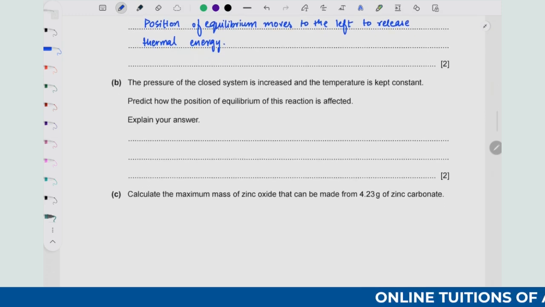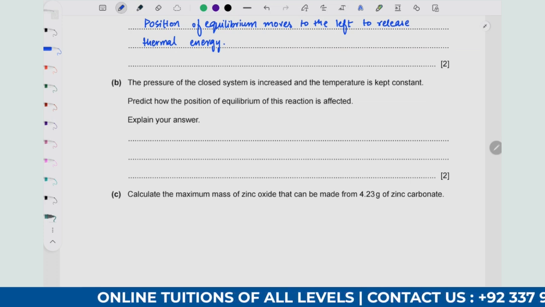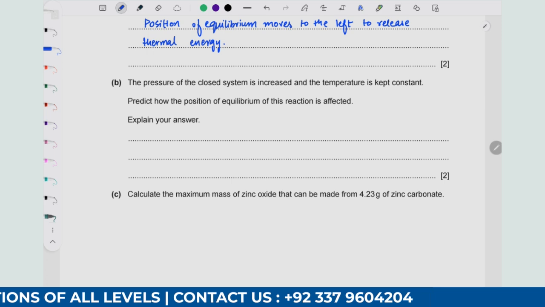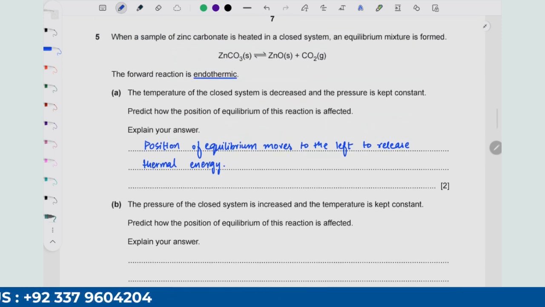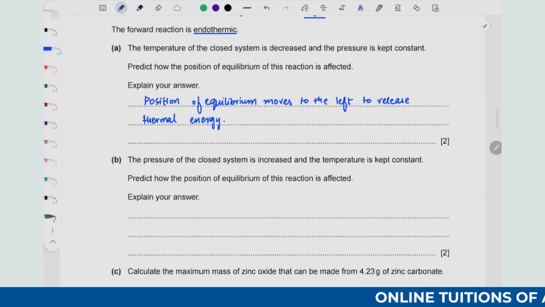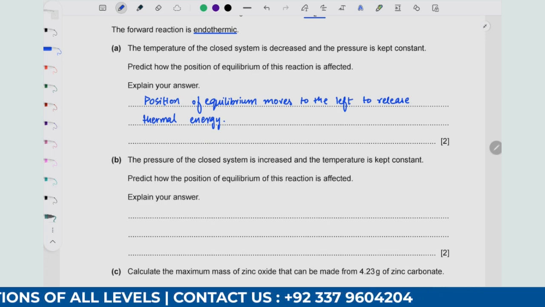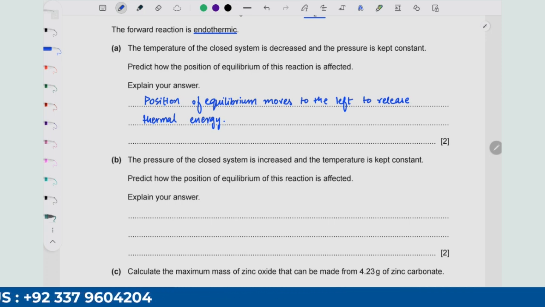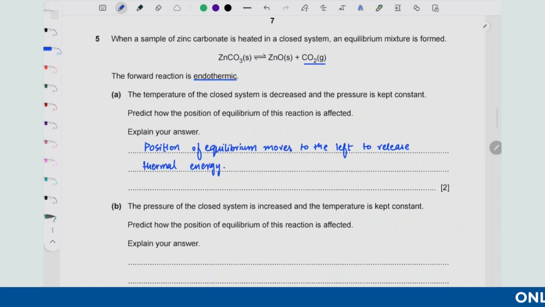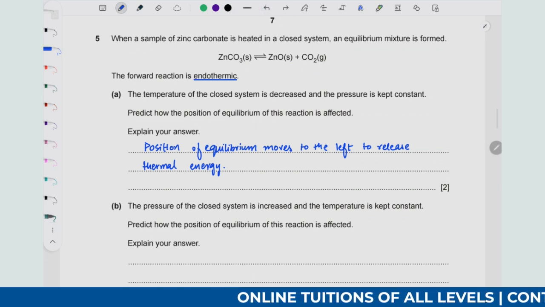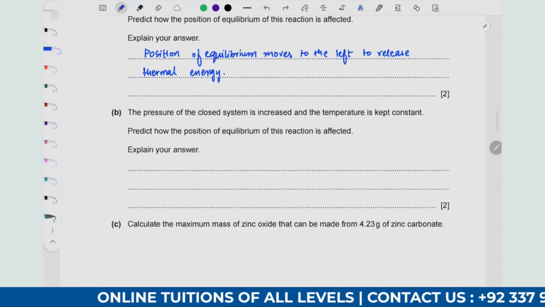Second part saying the pressure of the closed system is increased and the temperature is kept constant. Predict how the position of the equilibrium of this reaction is affected. Explain your answer. An increase in the pressure will favor the side of the equilibrium where there are fewer moles of gas. We can see there are fewer moles of gas on the left hand side, so the position of equilibrium will move towards the left.